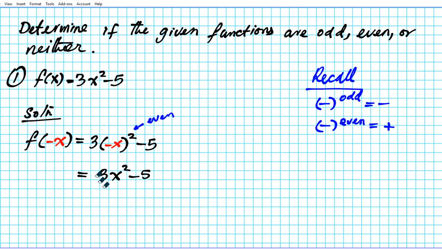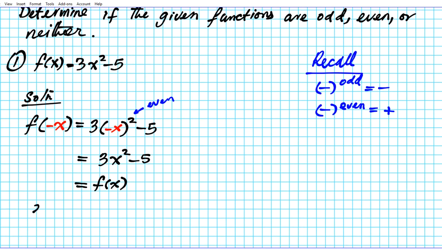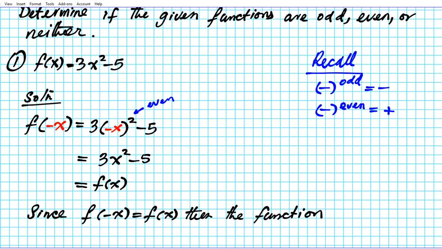Now if you compare the signs of this f of negative x with the original, you see that the signs are equal, exactly the same. So this function is equal to f of x. So what is the conclusion? Since the function composed with negative x yields exactly the same original function, the function is even in this case.